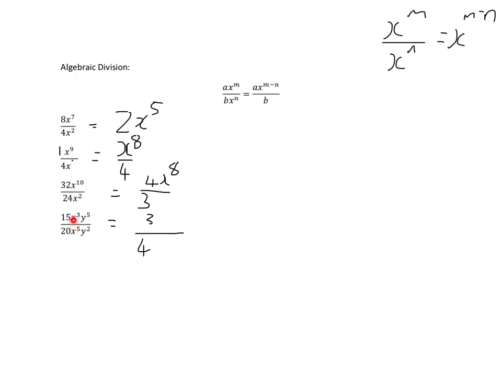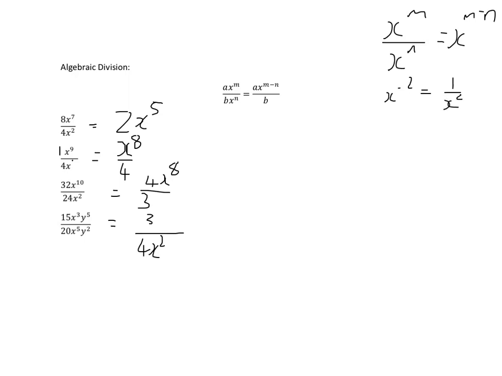So, there's two ways of thinking about this. You can either go 5 minus 3 is 2, and there's more x's on the bottom, so it's x squared. The other way of thinking about it is, we're still doing 3 minus 5. 3 minus 5 is negative 2, and x to the negative 2, well, that's actually the same as 1 over x squared. So you just take the power and bring it to the bottom.